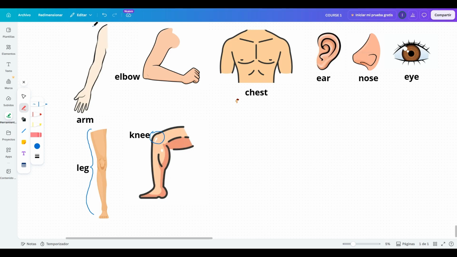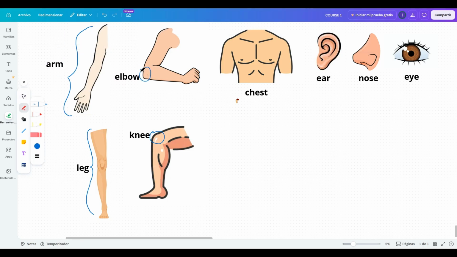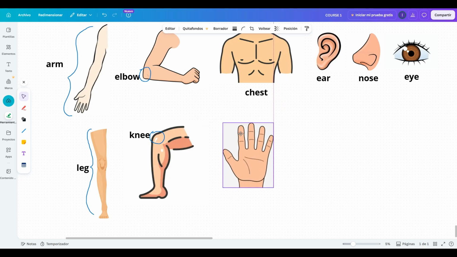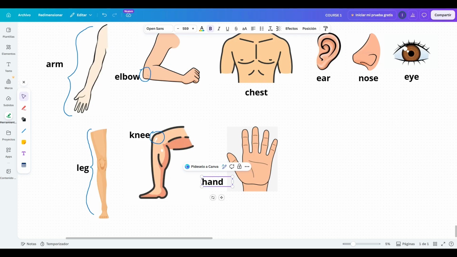The same happens here. This is an arm. Okay. This is an arm. And this small part is an elbow. We have chest here. We've got a chest here, an ear, a nose, an eye. Well, what's next? Okay. What's this? So this is a palm, right? A palm or hand. Yes, a hand.